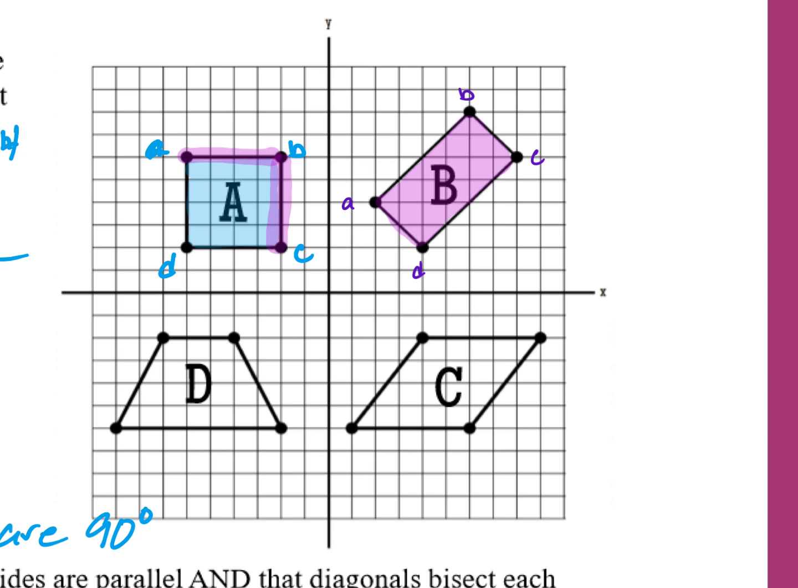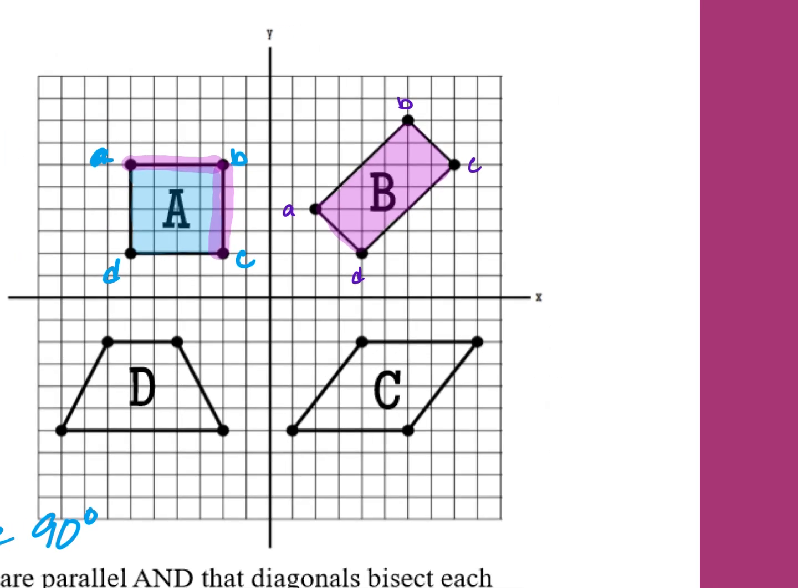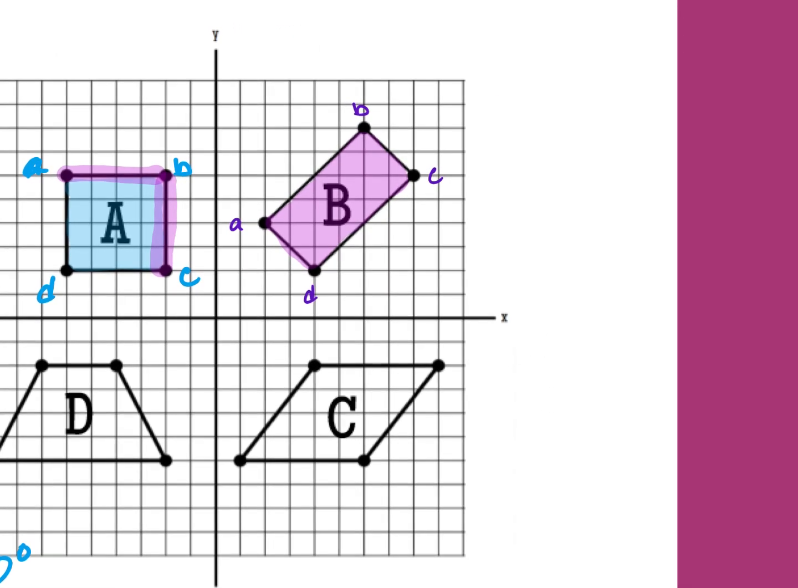So which sides need to be parallel? Both of them. Yeah, but which sides? A and D, and what side needs to be parallel to AD? BC, great. And then I need to show that AB is parallel to what line? CD, okay? So I need to show those lines, right? And how do I show it? I need to find the slope of each of those lines.